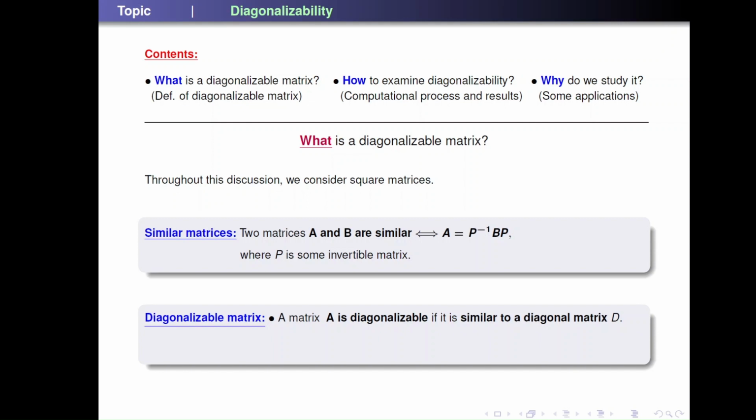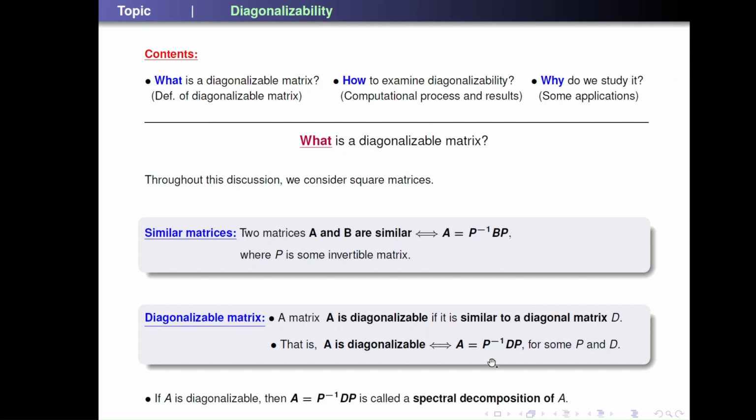Now, what is a diagonalizable matrix? A matrix A is diagonalizable if it is similar to a diagonal matrix D. That is, A is diagonalizable if and only if we can decompose A as P inverse DP for some invertible matrix P and diagonal matrix D. And in that case, this decomposition A equals P inverse DP is known as a spectral decomposition of A. Now we analyze diagonalizable matrices.